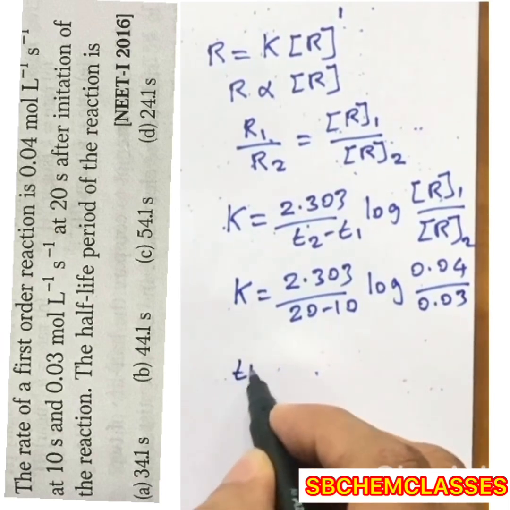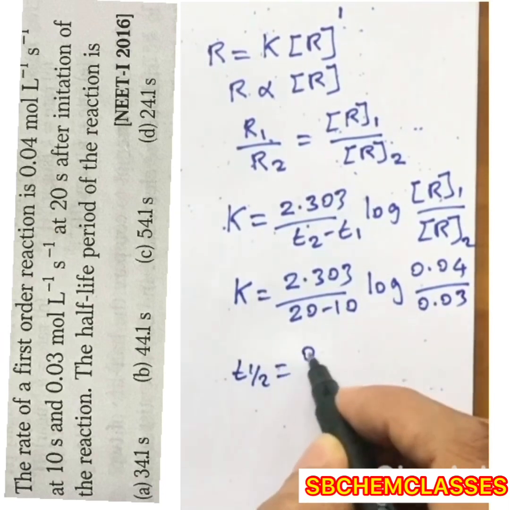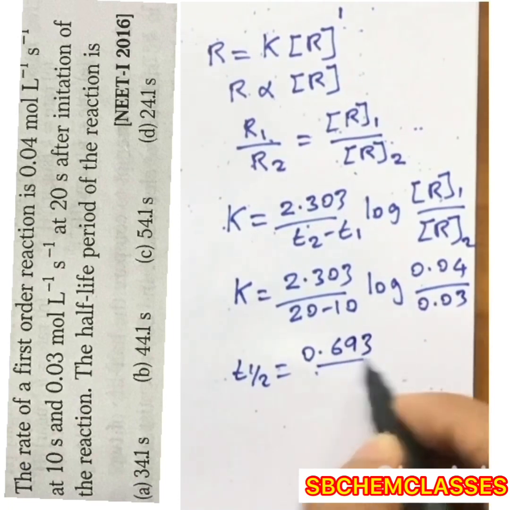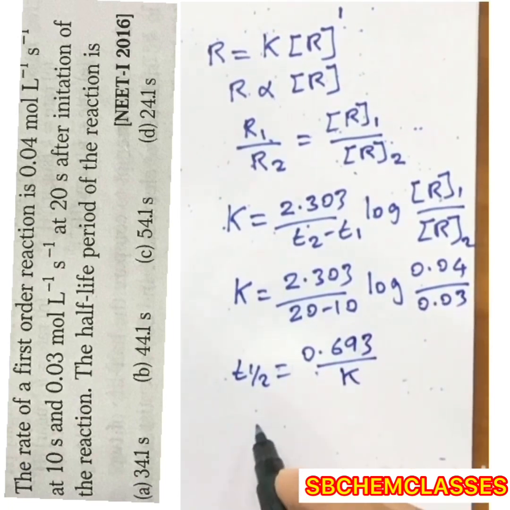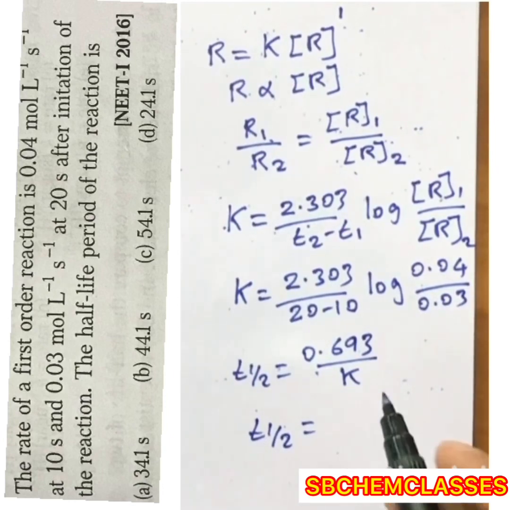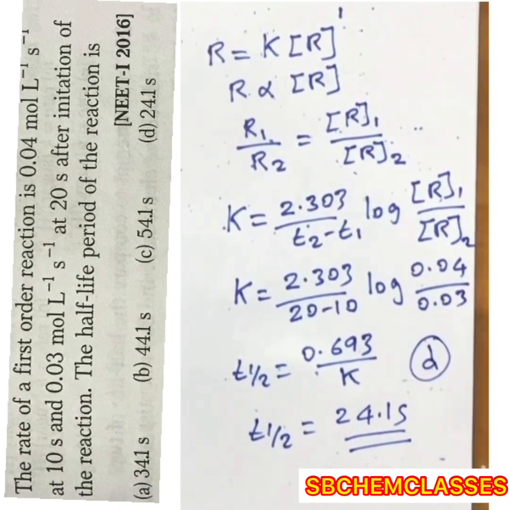What's the equation for T half? T half equals 0.693 by K. So the T half equals 24.1 second. That is option D.